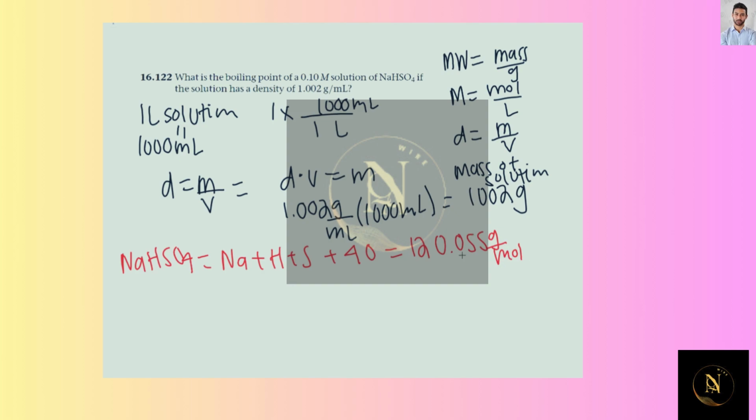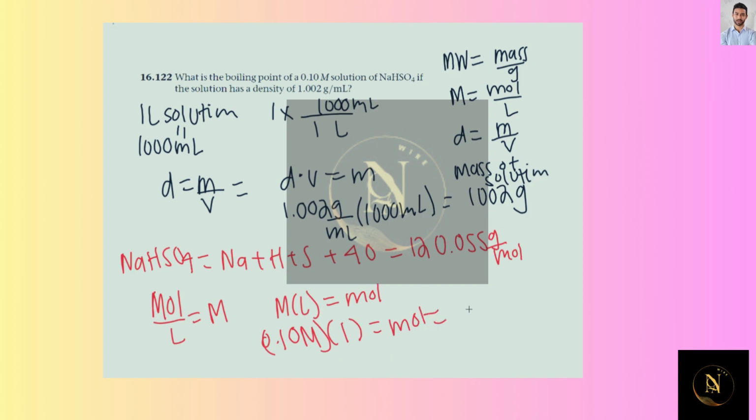We then take this molecular weight and use our molarity equation. Moles over liters is equal to molarity. We already know our molarity and how much we are starting with, so from there we can find our moles. We have 0.10 molarity times 1 liter, which will equal 0.10 moles.